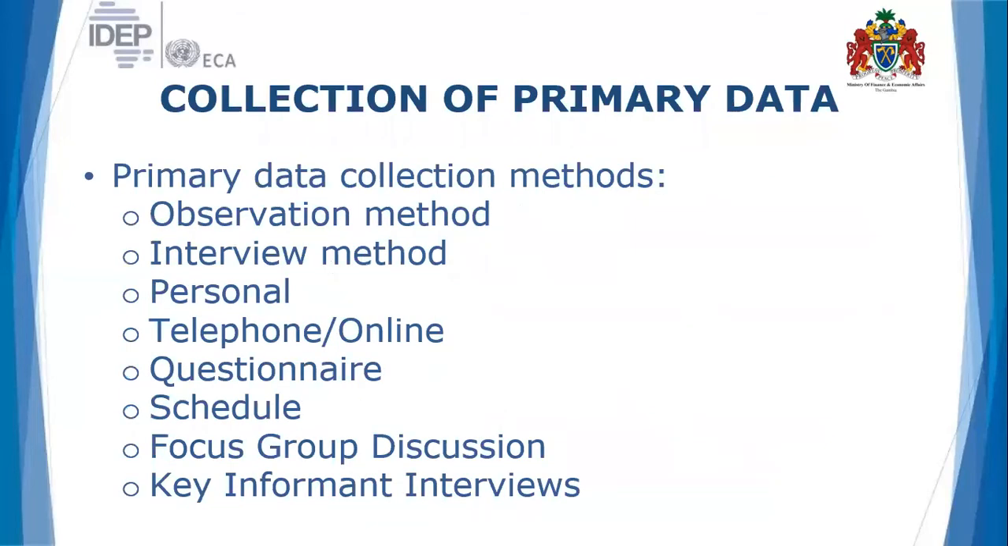Now let's look at correction of primary data. What methods are available for correction of primary data? There are a number of methods, but for this purpose, we'll look at the following. One, observation, then look at interview method, which is divided into personal and telephone interview. Then look at the questionnaire method, then the schedule method, then focus group discussions, and finally, but not the least, key informant interviews.